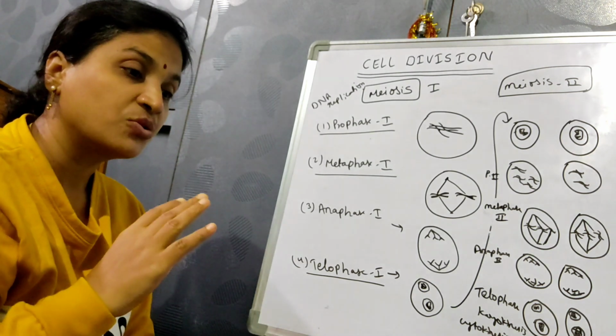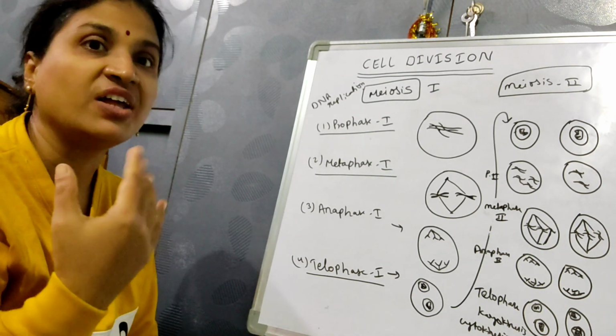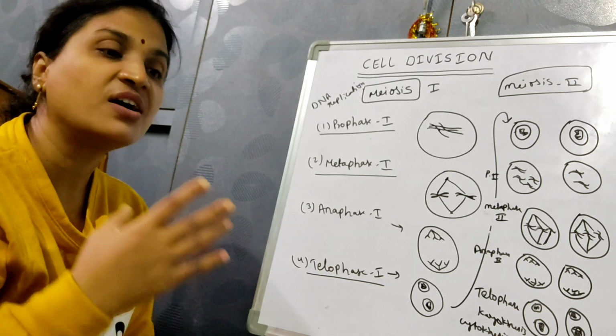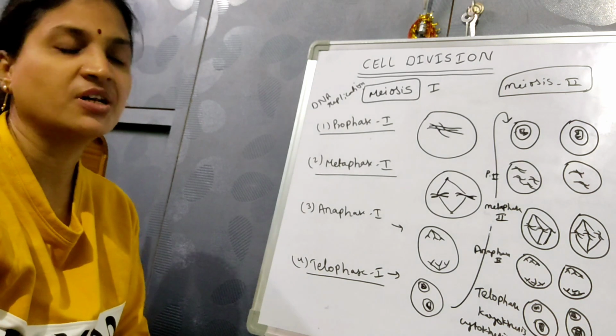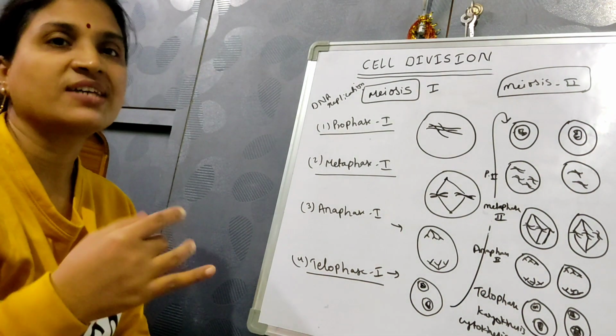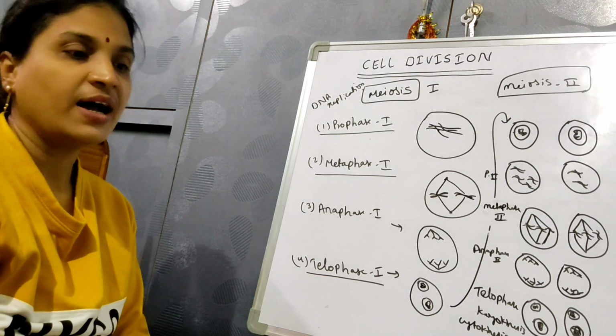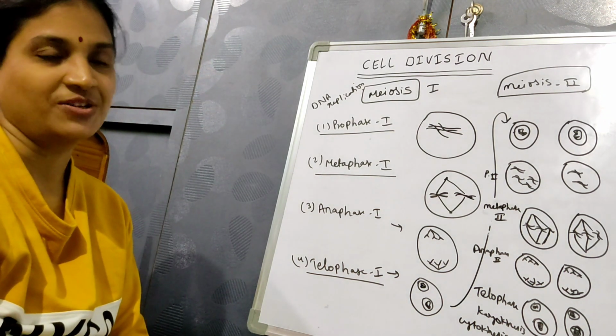And because of this crossing over, recombination and genetic variability, the variations are occurring, and variations are the reasons for genetic evolution. So meiosis plays an important role. When compared to mitosis, meiosis is an advanced process, and it plays a very important role in the formation of gametes and sexual reproduction.